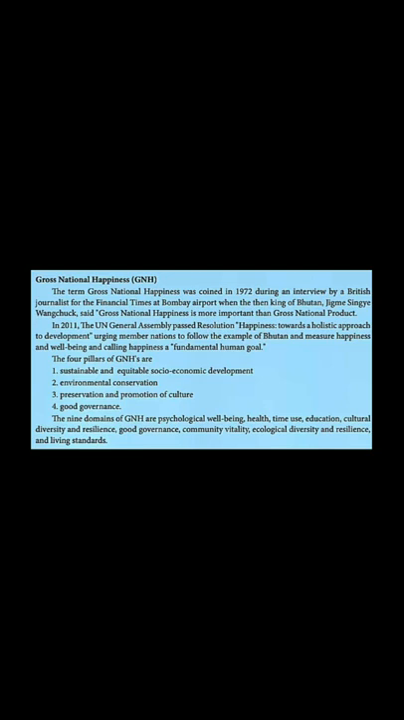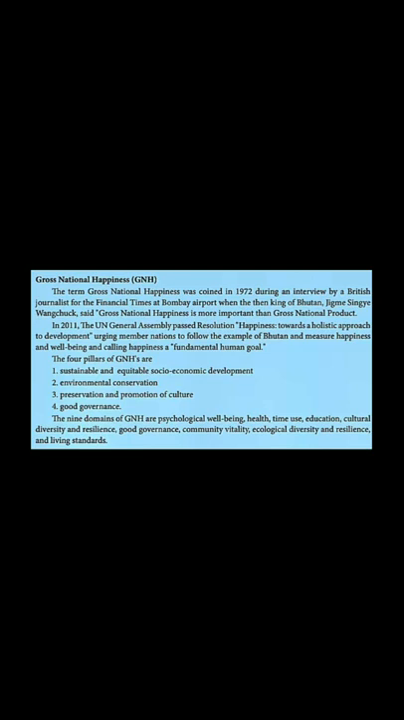In 2011, the UN General Assembly passed a resolution, happiness towards a holistic approach to development, urging member nations to follow the example of Bhutan and measure happiness and well-being and calling happiness a fundamental human goal. So what they have called it as? A fundamental human goal. Once again, when it was started in 1972, at which place? Bhutan. Okay, at first it was in Bhutan. Next, in 2011, the UN General Assembly passed the resolution, happiness towards a holistic approach to development. So later it was called as the fundamental human goal.